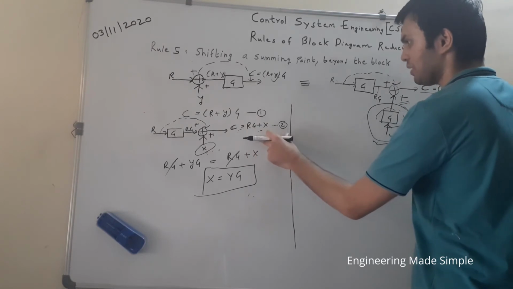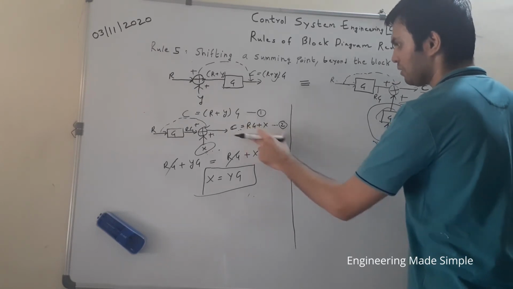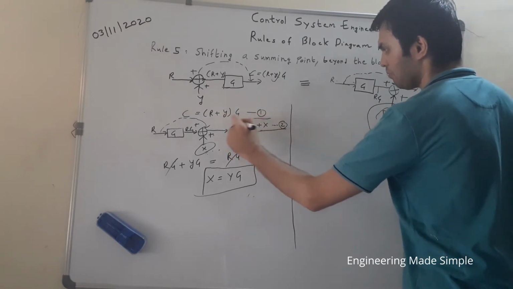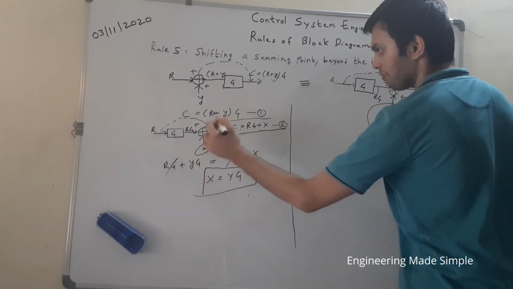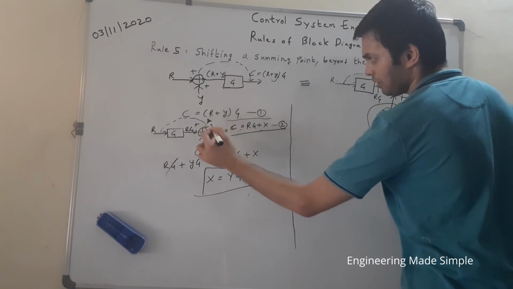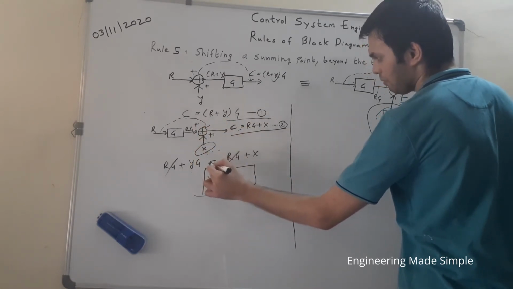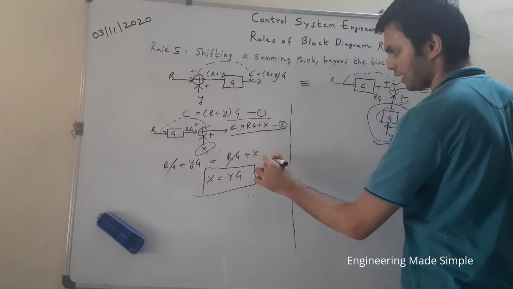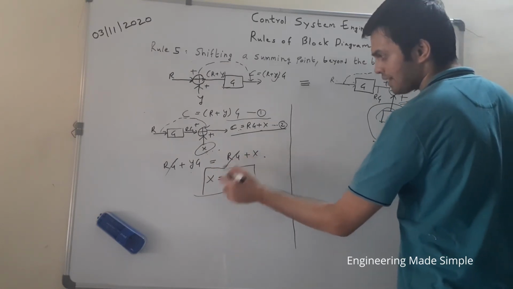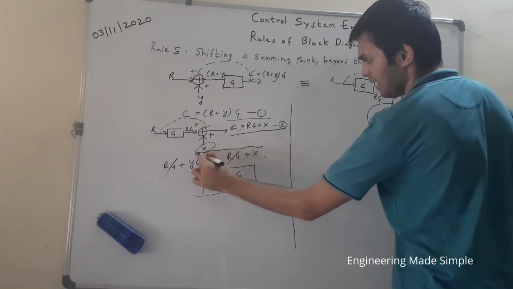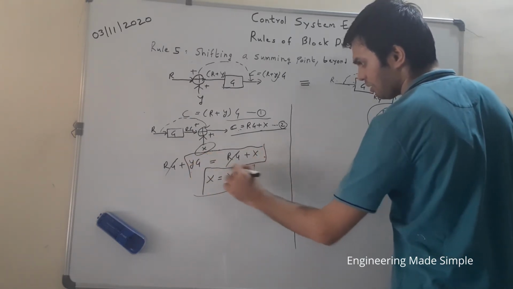Now these two equations we are having, these two equations are for the same output. So let us equate equation number 1 and 2 together. So this is nothing but this G I have multiplied inside, that is C is equal to RG plus YG. When I equate these two, RG and RG will get cancelled, and from that I would get the value of the signal X, which X is nothing but Y into G.